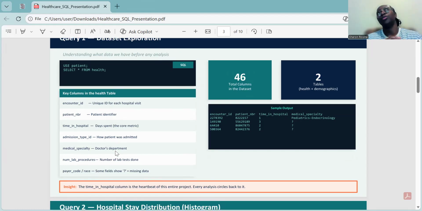The column that I'll use most of the time will be time in hospital. These are the days spent. This is a core metric of the analysis because we want to reduce the number of stays of patients in the hospital. So I will use this column quite a lot in my analysis. We have admission type, we have medical specialty, we have the number of lab procedures.